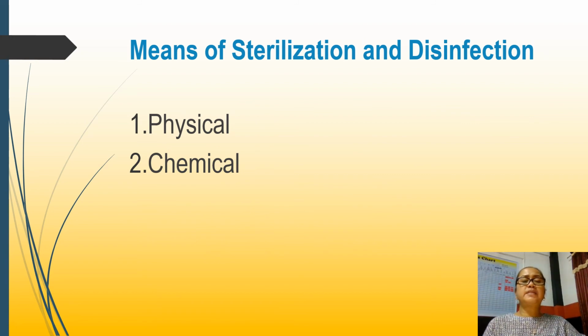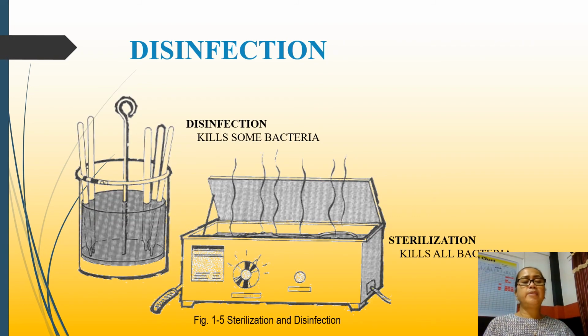And your means of sterilization and disinfection, we have physical means and your chemical means. So, remember physical, for example, exposure to radiation, di ba? That's your physical means. And your chemical, adding Clorox or adding Lysol solution as a soaking solution here in a glass. So those are your chemical means.